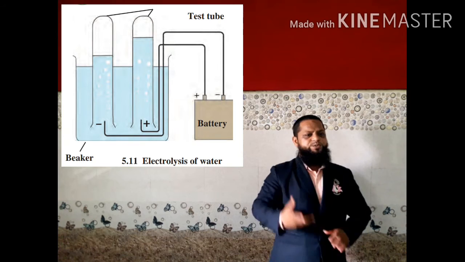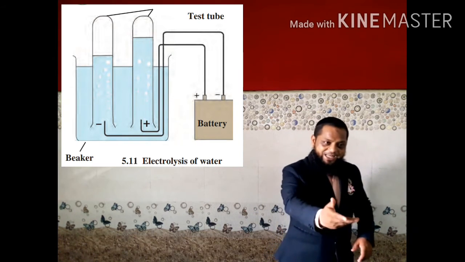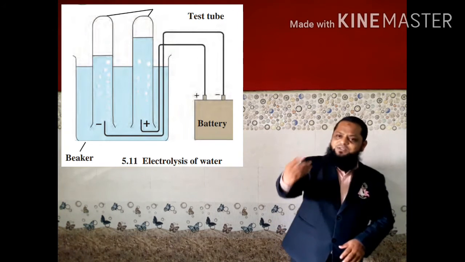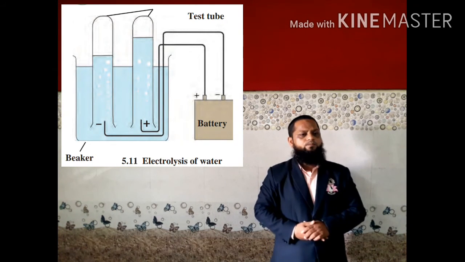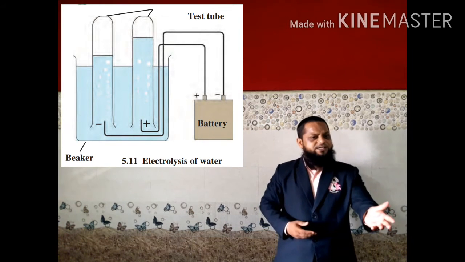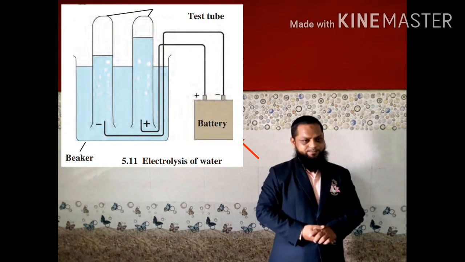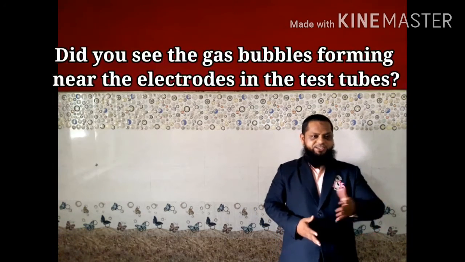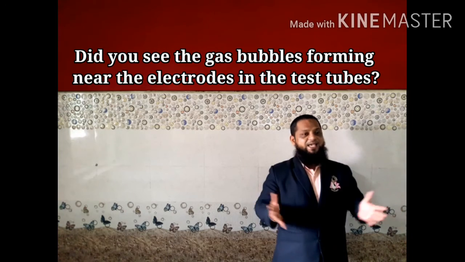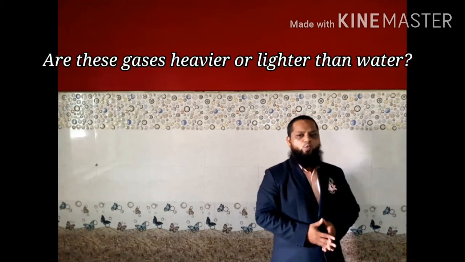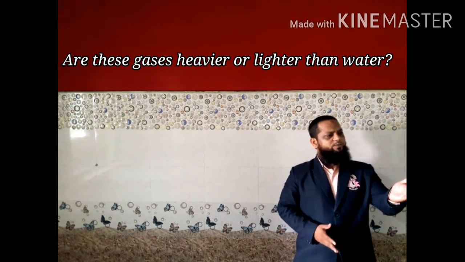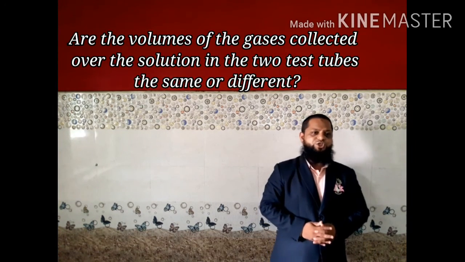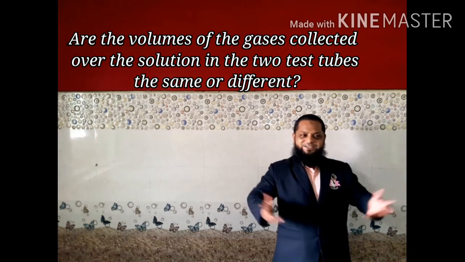Fill 2 test tubes up to the brim with the prepared dilute salt solution. Invert them over the electrodes without allowing any air. Start the electric current using a 6 volt battery. Did you see the gas bubbles forming near the electrodes in the test tube? Are these gases heavier or lighter than water? Are the volumes of the gases collected over the solution in the 2 test tubes the same or different?